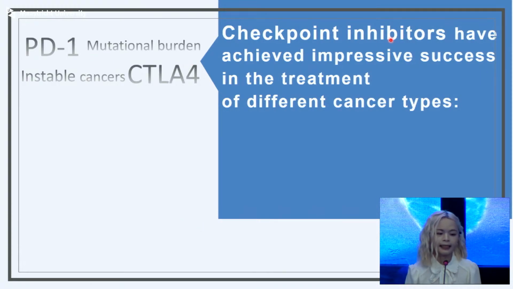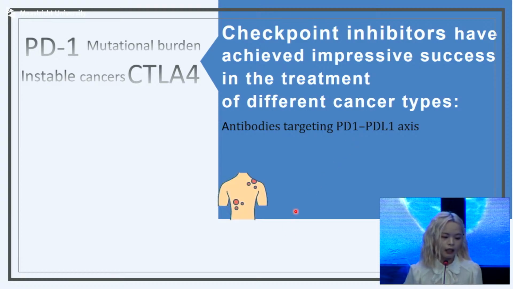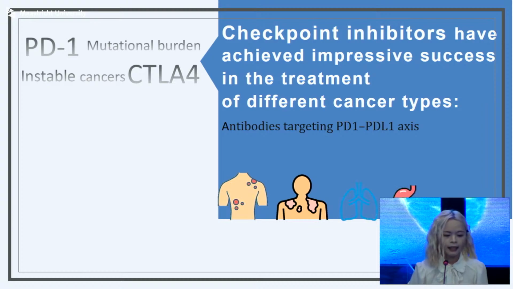Checkpoint inhibitor-based immunotherapies that target the PD-1 or CTLA-4 pathways have achieved impressive success in the treatment of different cancer types. For example, antibodies targeting the PD-1, PD-L1 axis have been approved as second-line or first-line therapies for an ever-growing list of malignancies, including melanoma, lymphoma, lung cancer, gastroesophageal, and renal cell cancers.